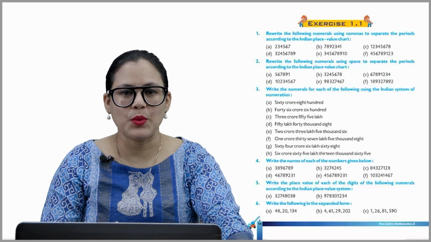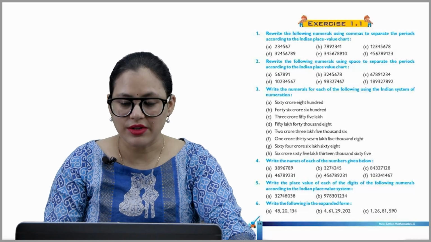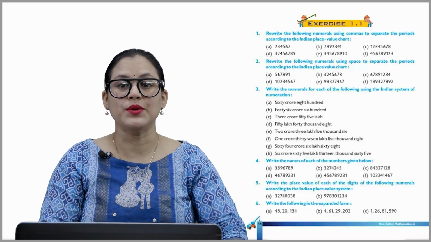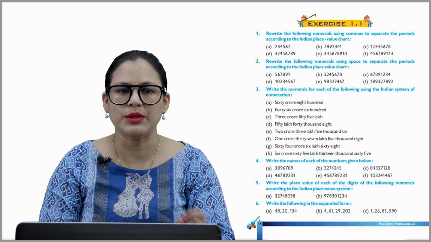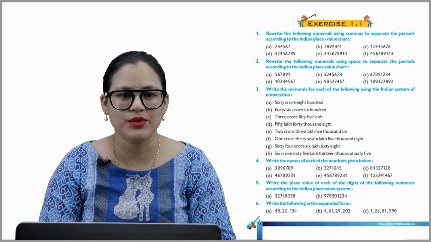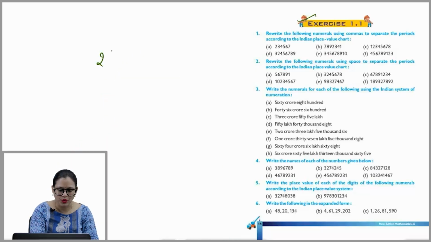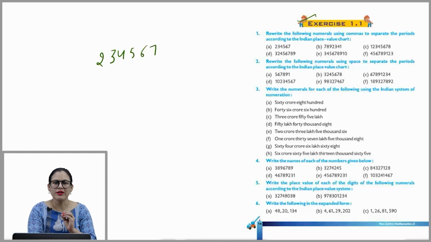Let's do exercise 1.1. Rewrite the following numerals using commas to separate the periods according to the Indian place value chart. You just have to put a comma to separate the periods. So how do we separate the periods? First 1, 2, 3, this is ones period. Then 1, 2, comma, this is thousands period. Then this is lakhs period.